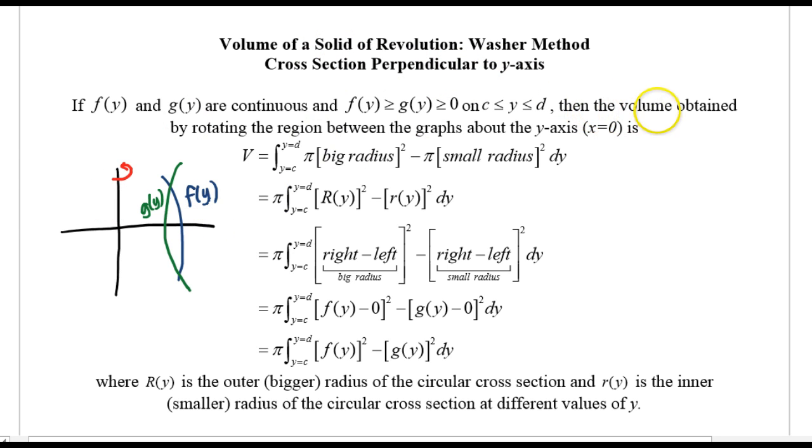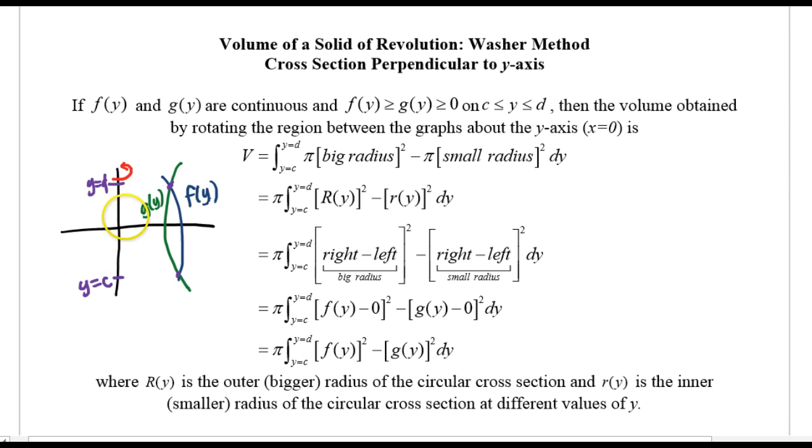So the volume obtained by rotating the region between the graphs about the y-axis, x equals 0, is going to be the integral from c to d of pi times the big radius squared minus pi times the small radius squared. So c and d, we can label those values. They are going to come from the y-axis, so these points of intersection here. So the top one will be d, the bottom one here will be c.